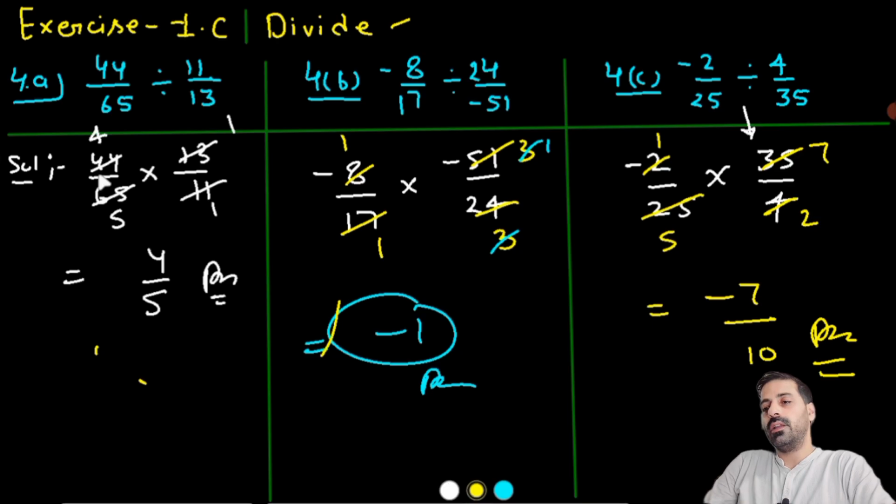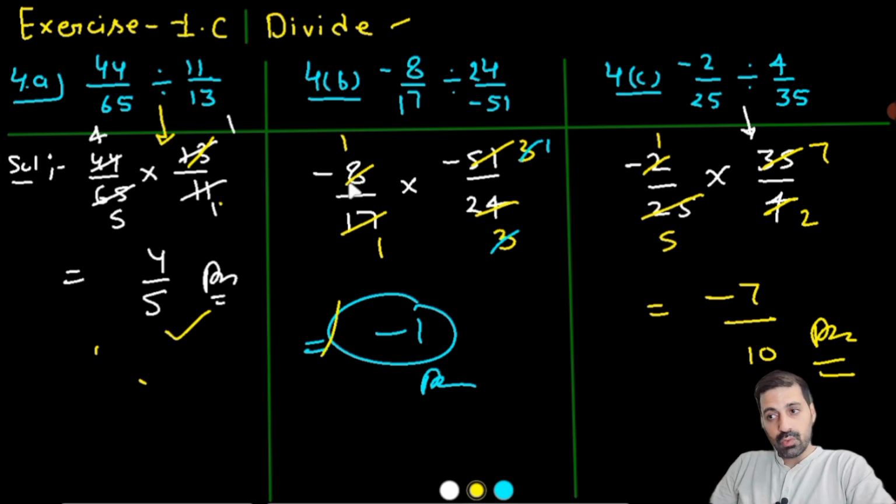So the first question is here, 44 upon 65. This divide sign converts into multiply and the reciprocal of 11 upon 13 is 13 upon 11. So 13 ones are 13 and 13 fives are 65. 11 ones are 11 and 11 fours are 44. So 4 upon 5 is the final answer.